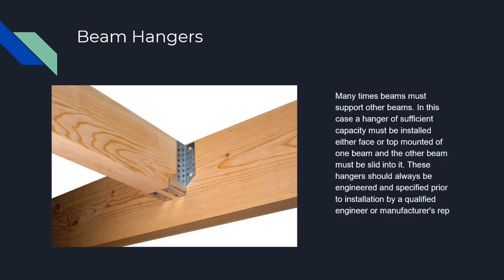Many times, beams must support other beams. In this case, a hanger of sufficient capacity must be installed either face or top mounted of one beam, and the other beam must be slid into it. These hangers should always be engineered and specified prior to installation by a qualified engineer or manufacturer's rep.